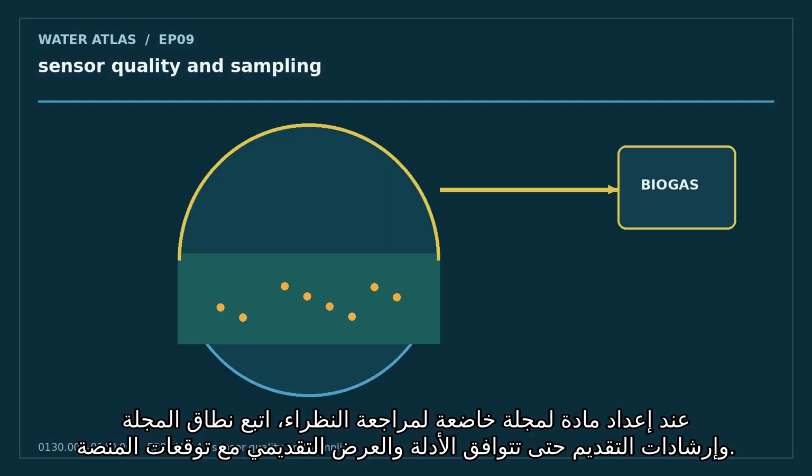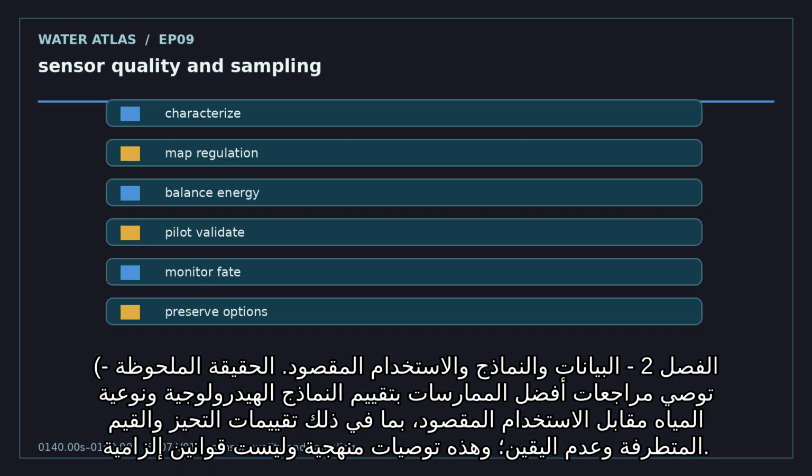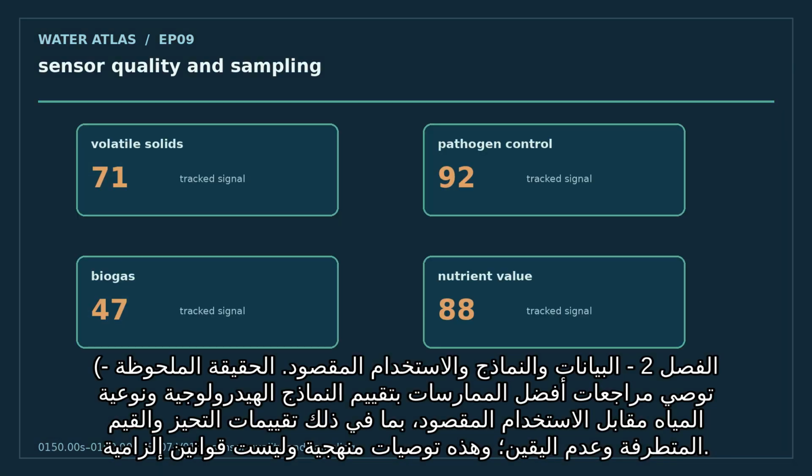Chapter 2. Data, models, and intended use. Observed fact. Best practice reviews recommend evaluating hydrologic and water quality models against intended use, including assessments of bias, outliers, and uncertainty. These are methodological recommendations, not prescriptive laws.